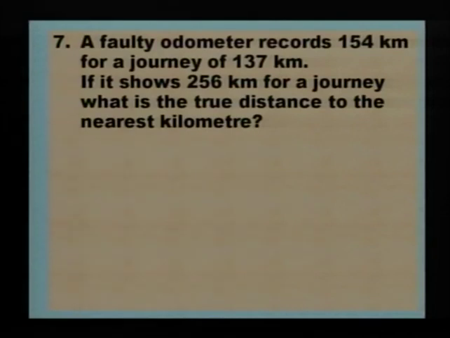Chutaili. 229 kilometers. Is it 29 or 92? 228? Okay, what does it say? A faulty odometer records 154 kilometers for a journey of 137 kilometers. If it shows 256 kilometers for a journey, what is the true distance to the nearest kilometer?